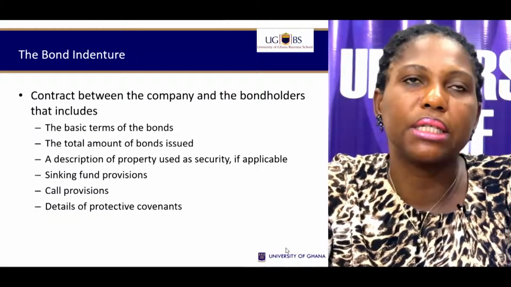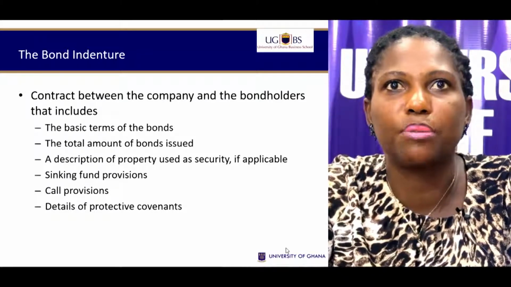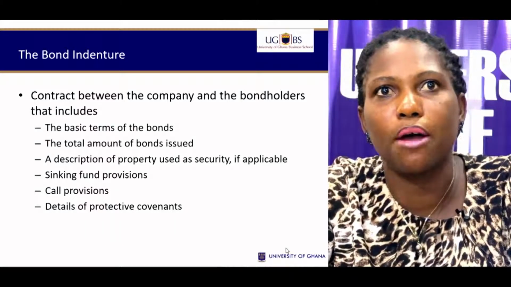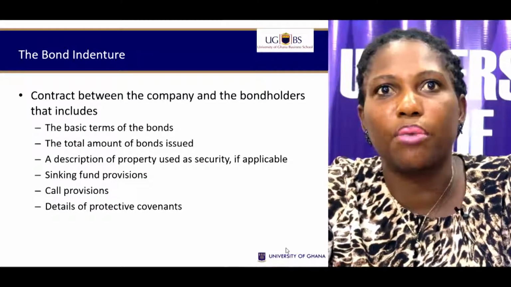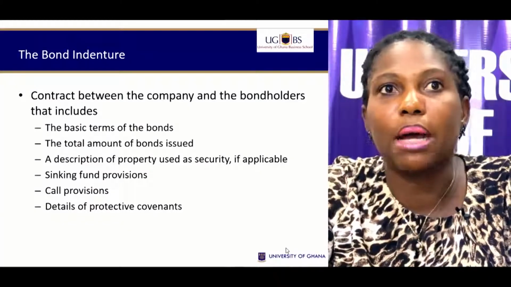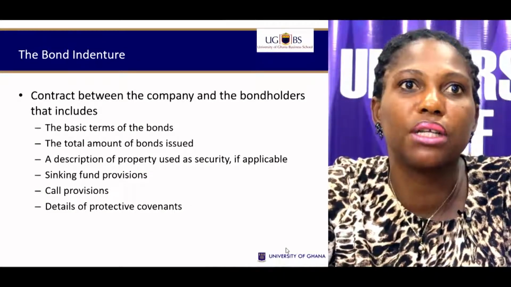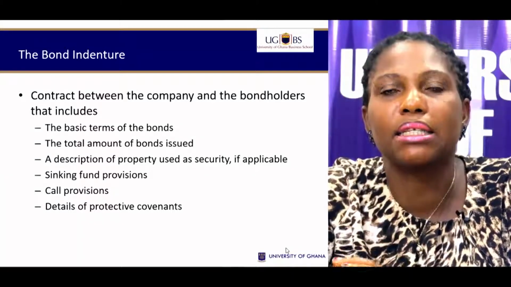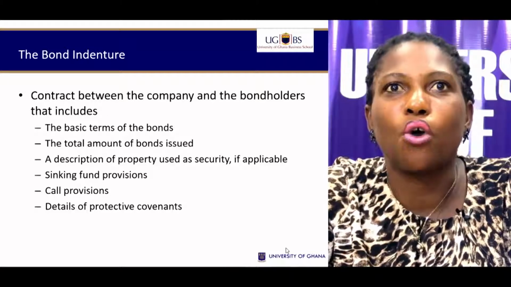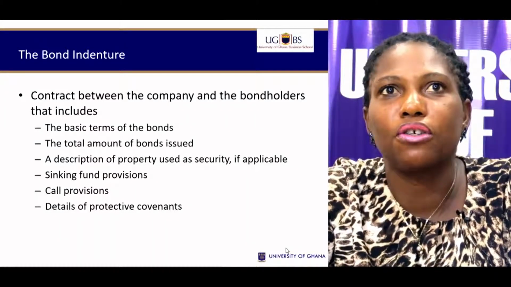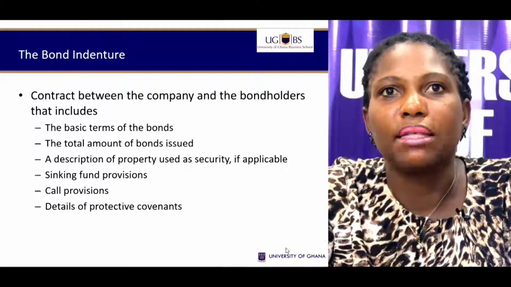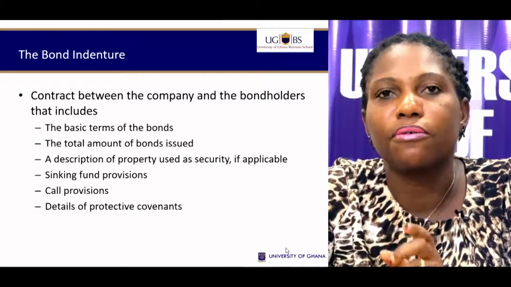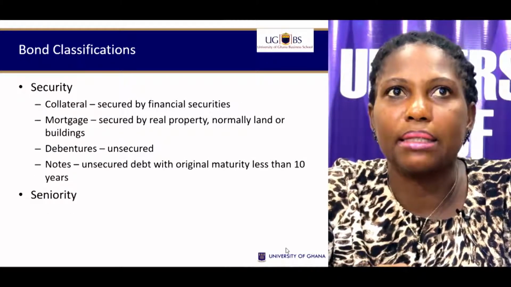Now, obviously, there are other features of the bond that you need to know, and that has to do with the bond indenture. This outlines the contract between the company and the bondholders, and it normally tells us the terms of the bond, the total amount of bonds issued, a description of the property used as security, if applicable, whether there are sinking fund provisions or call provisions, and details of protective covenants. So intrinsically, the bond indenture details in totality the whole components of the contract that tell you what your rights and responsibilities may be in relation to the bond that you have purchased from an issuing entity.